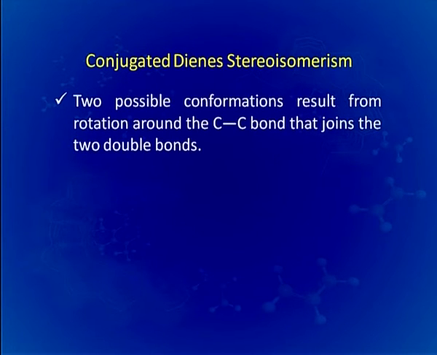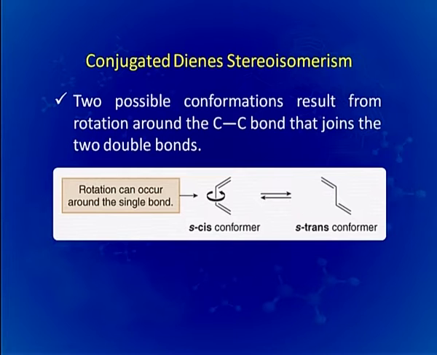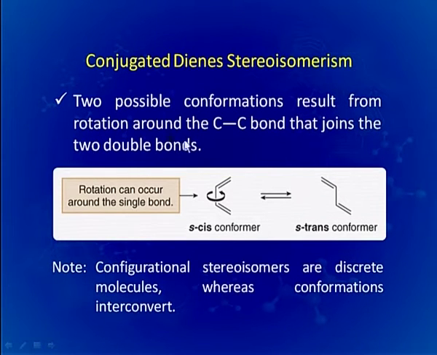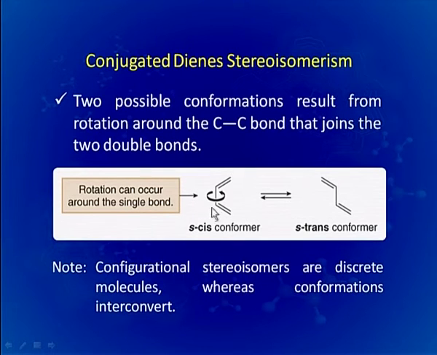Two possible conformations result from rotation around the carbon-carbon single bond that joins the two double bonds. Here we can see this carbon-carbon single bond can freely rotate to give another isomer. This form is called the S-cis conformer and this is called the S-trans conformer. We know from our knowledge of stereochemistry that conformational isomerism is the isomerism shown due to free rotation around a carbon-carbon single bond. But conformers are not separate identities, they are interconvertible.